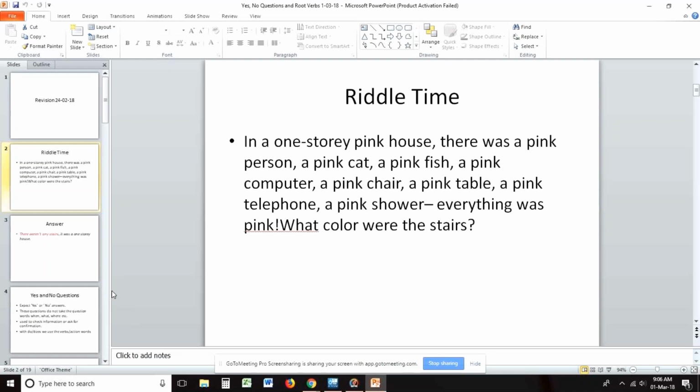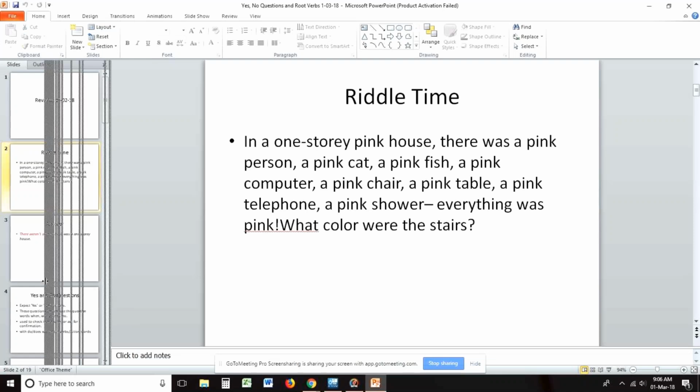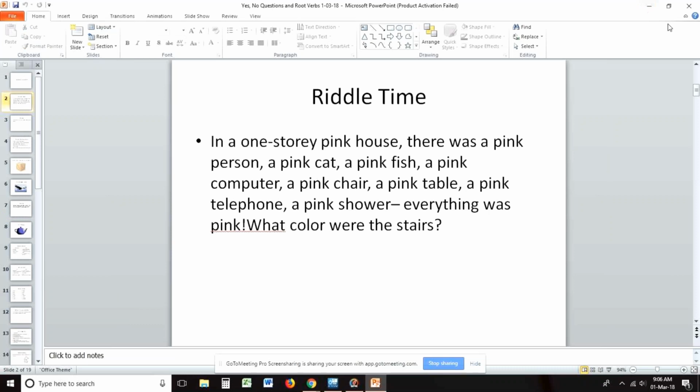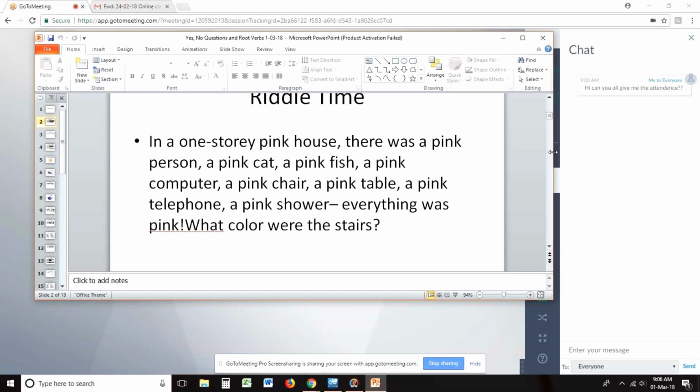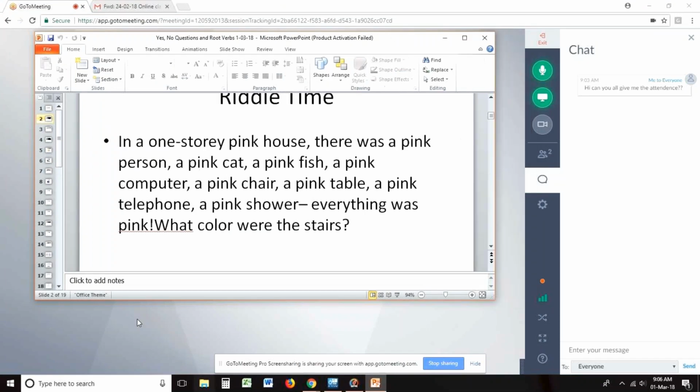Then we'll see. All right. So I hope you'll give me the answer in the chat box. And the riddle is this. In a one-story pink house, there was a pink person, a pink cat, a pink fish, a pink computer, a pink chair, a pink table, a pink telephone, a pink shower. Everything was pink. What color were the stairs?